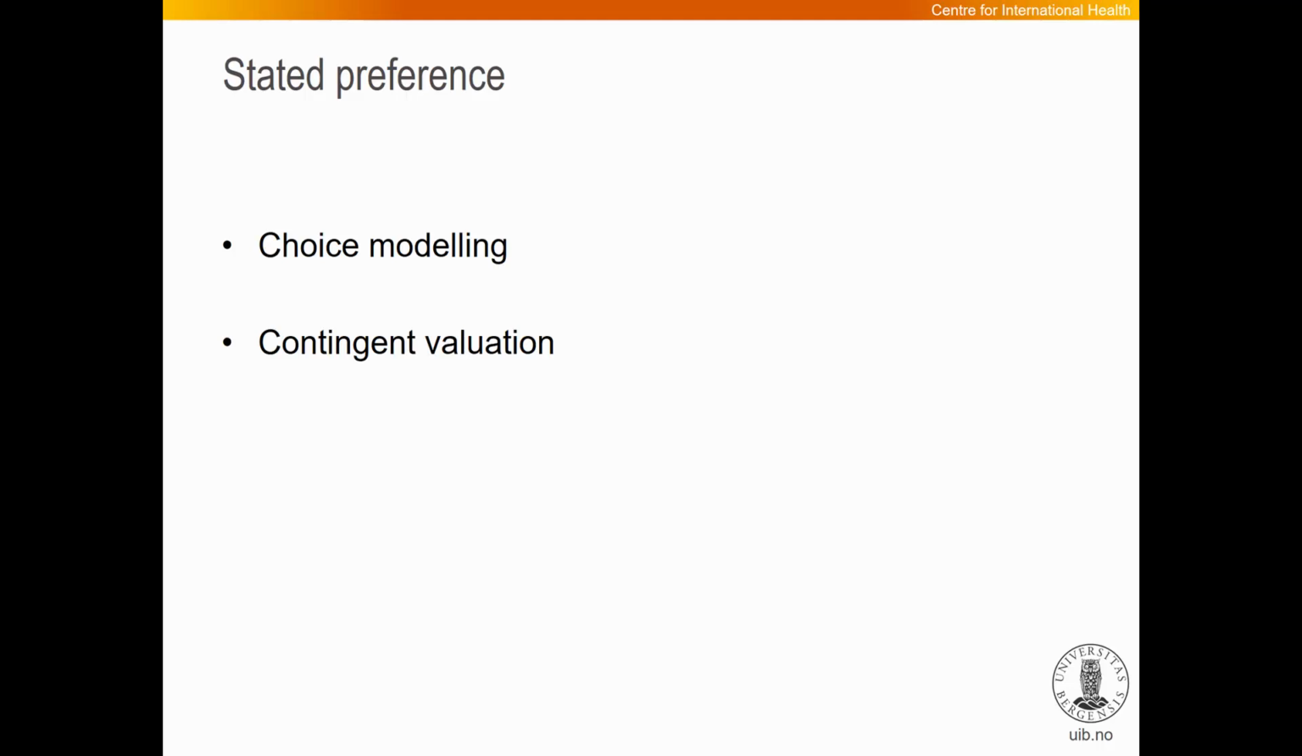Finally, stated preferences is about asking people how much they think society should pay for certain health improvements. This can be done through choice modeling or through contingent valuation. It is also not very much used. So actually the common approach is the rule of thumb approach, where certain thresholds are suggested.